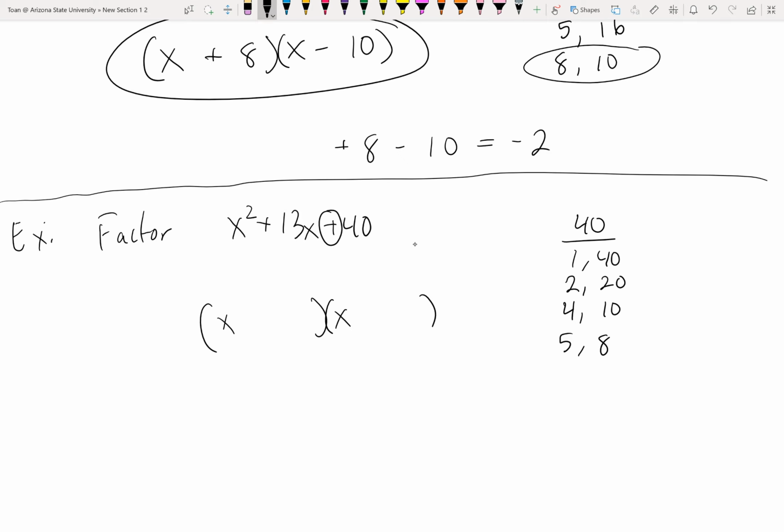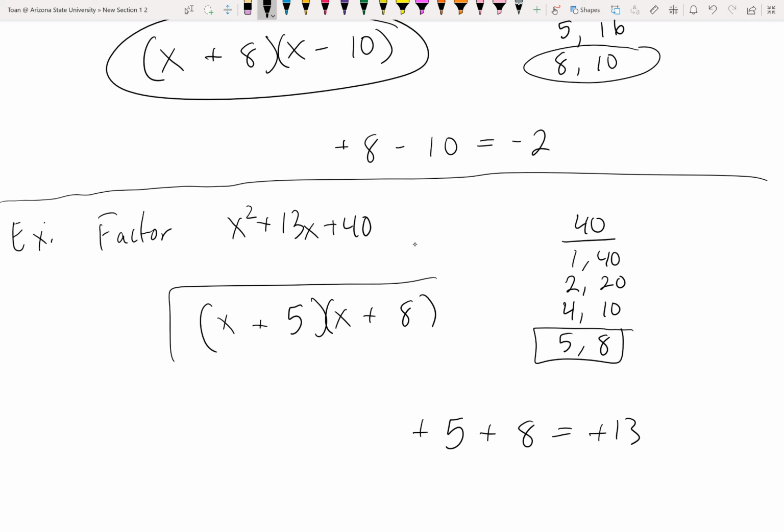This last symbol here tells me to think of add. Which pair adds to the middle number of 13? So hopefully everyone can see that 8 and 5 is my pair. So I'll write down 5, I'll write down 8, and it needs to equal the middle number of plus 13. So I'm going to put pluses and minuses on here until it's a true statement. Hopefully it's not a long process for you, but both positive needs to equal positive 13. So positive 5, positive 8, that is the factored form.